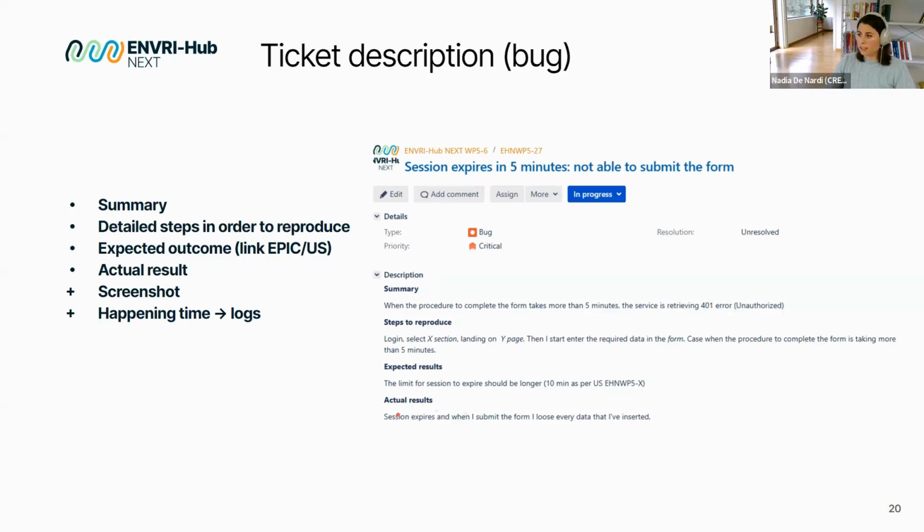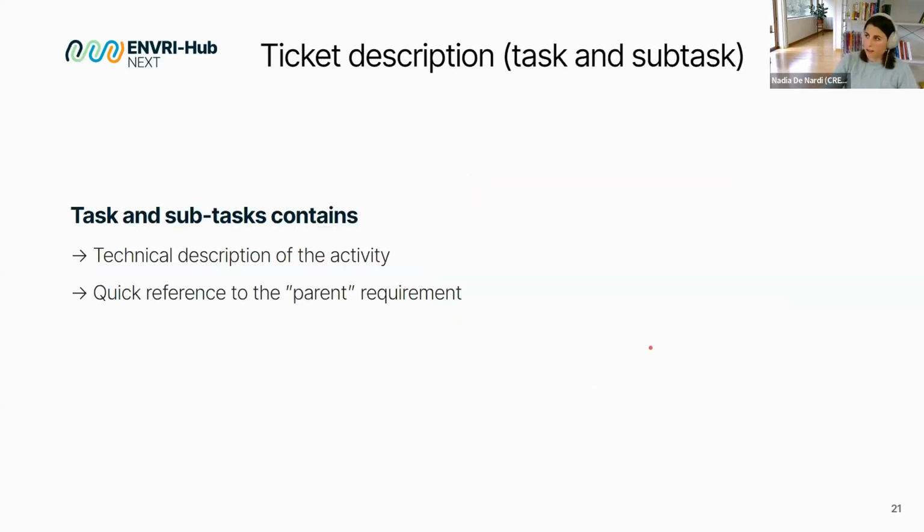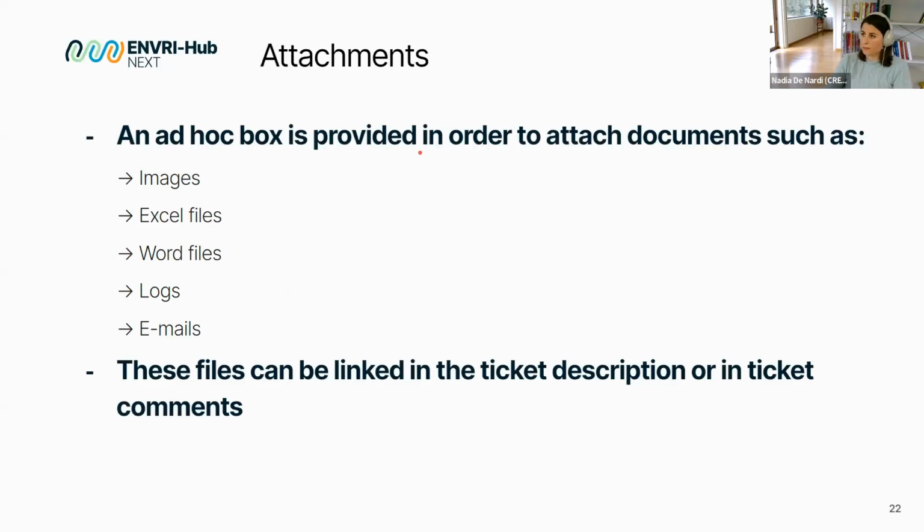And the actual result is session expired, and when I submit the form, I lose all the data, okay? This is only an example. For the task and subtask, instead, you can put a technical description only or a quick reference to the parent requirement, okay? This is really simple. Then, as said, you can attach files, for example, images, Excel files, Word files.